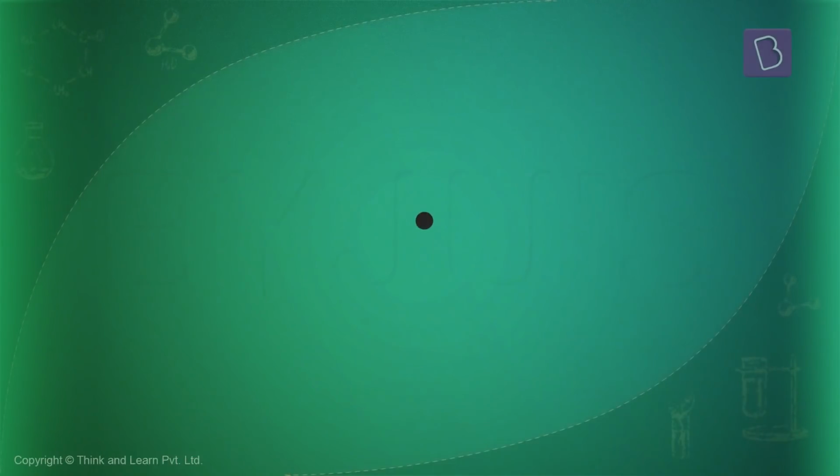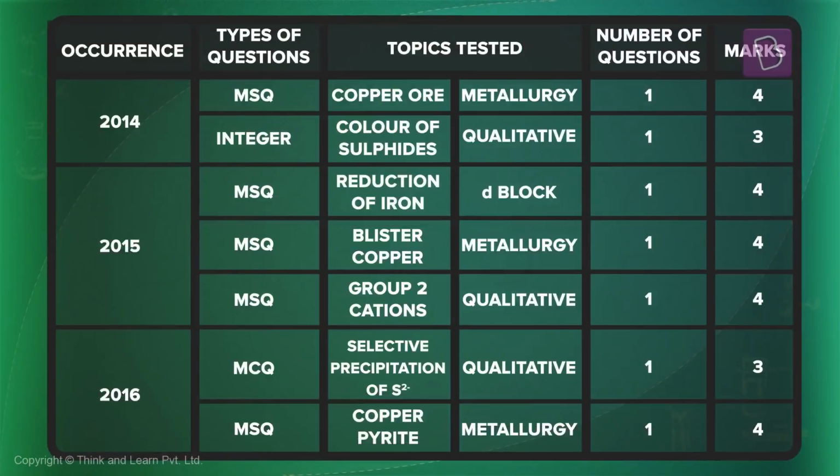Okay, so what happened in the last few years? In the JEE Advanced exam, in 2014, there was an MSQ, more than one correct answer, on copper ores metallurgy idea. Integer question on the color of sulfides. This was a qualitative idea. This was very difficult unless you knew the qualitative thing inside out. You were tested on how many of these things are black or something like that. So, pretty difficult if you didn't go through the theory in detail.